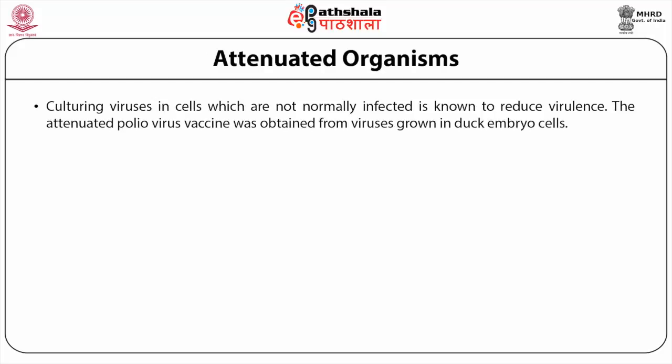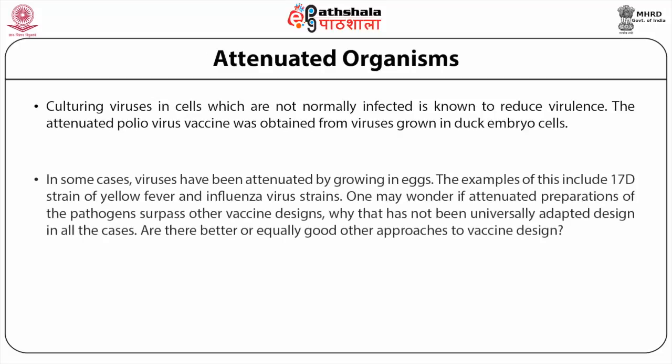The attenuated poliovirus vaccine was obtained from viruses grown in duck embryo cells. In some cases, viruses have been attenuated by growing in eggs. Examples of this include the 17D strain of yellow fever and influenza virus strains.